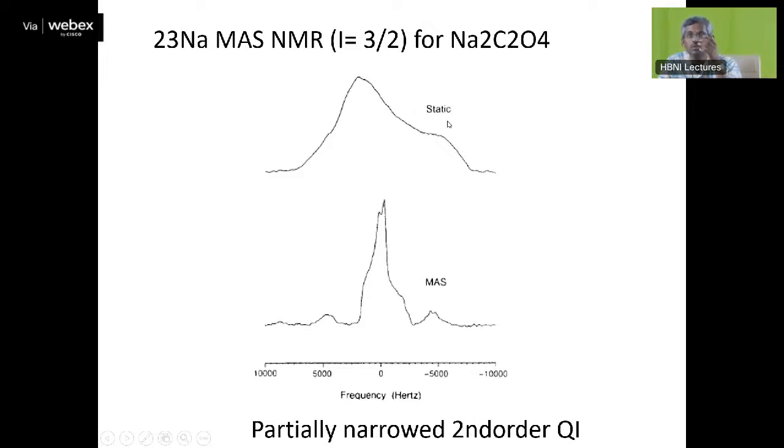So when you do MAS or static NMR, particularly for sodium, because quadrupole coupling constants are quite high, it is difficult to get information.